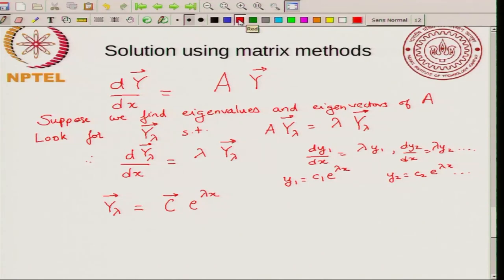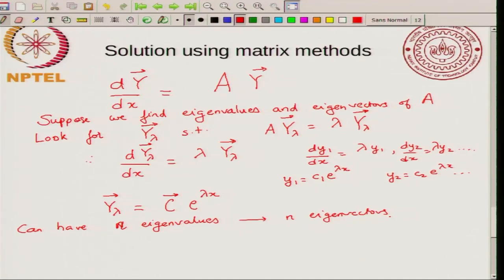Okay, if y has n components and A is an n by n matrix, then you can have n eigenvalues. In general, yes, it is correct that you can have n eigenvalues. Each of the coefficients of these eigenvalues will be seen here. Okay, so you can have n eigenvalues and corresponding n eigenvectors. Okay, so what is it that I want to get across here?